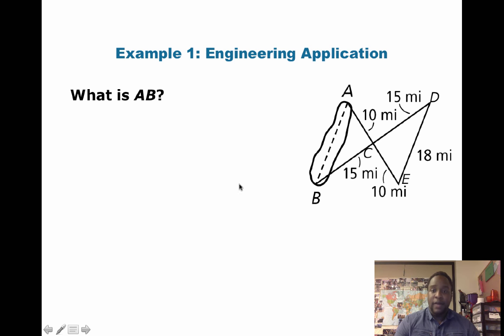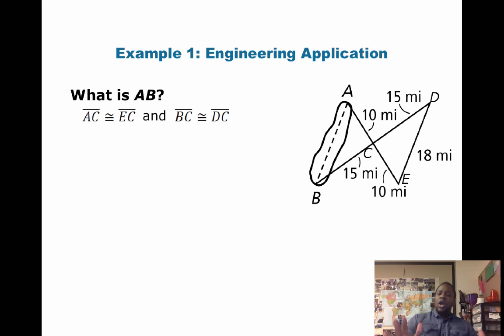So looking at this diagram, since AC is 10 miles long, and CE is 10 miles long, those are congruent to each other. And BC as well as DC are 15 miles long, so they're congruent to each other. That's given to us. So basically we want to prove that these triangles are congruent and then use the other corresponding parts to show that AB is congruent to something else.